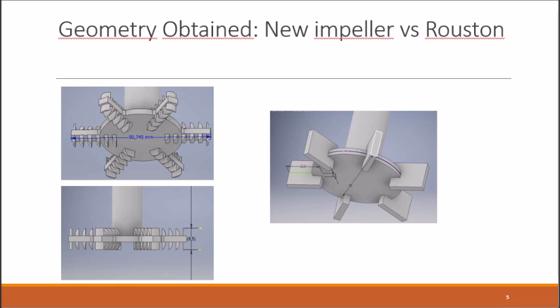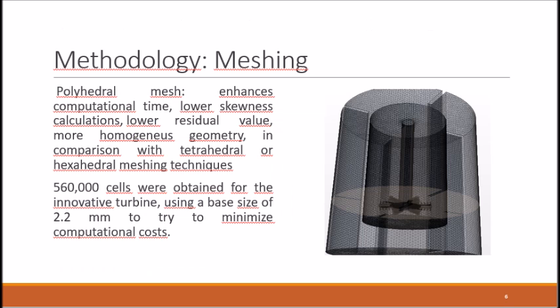After the Inventor part, the geometry was exported to StarCCM to be able to perform the simulations. The most important procedure was the meshing. Meshing is important because it allows us to characterize appropriately the geometry to be able to perform correct simulations. Polyhedron mesh was established because it enhances computational time. It allows lower skewness in calculations, lower residual values, and more homogeneous geometry in comparison to tetrahedral or hexahedral meshing techniques.